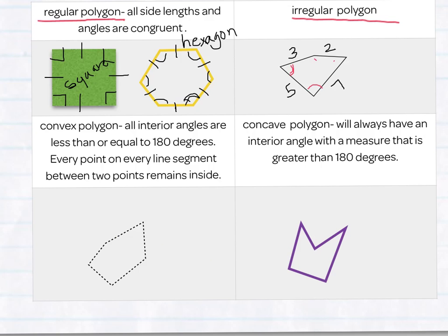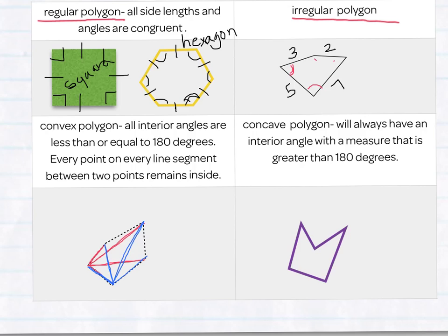What I want to talk about is a convex polygon. A convex polygon is a polygon where all the interior angles are less than or equal to 180 degrees. Okay, so if we look at this polygon, this is a convex polygon. Every point on every line segment between 2 points remains inside. So if I were to draw in a segment from every vertex, so from here to here, you can see there, that's inside, here to here, here to here, and here to there. Okay, and we could do this for every single one, and we'd always get them to remain inside of the actual polygon. Okay, so that makes this a convex polygon.